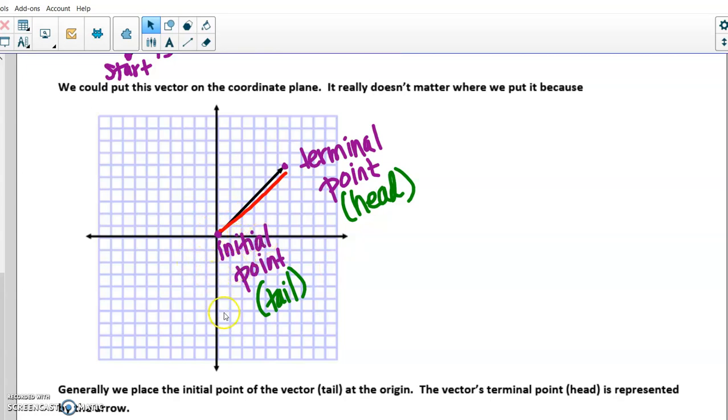But generally, we place the initial point of the vector, which they call the tail, at the origin if you're putting it on the coordinate plane. And then the head, or where the arrow is on your vector, they call that the terminal point. So the initial point is the tail at the origin, and the terminal point is the head. And it's represented by the arrow.